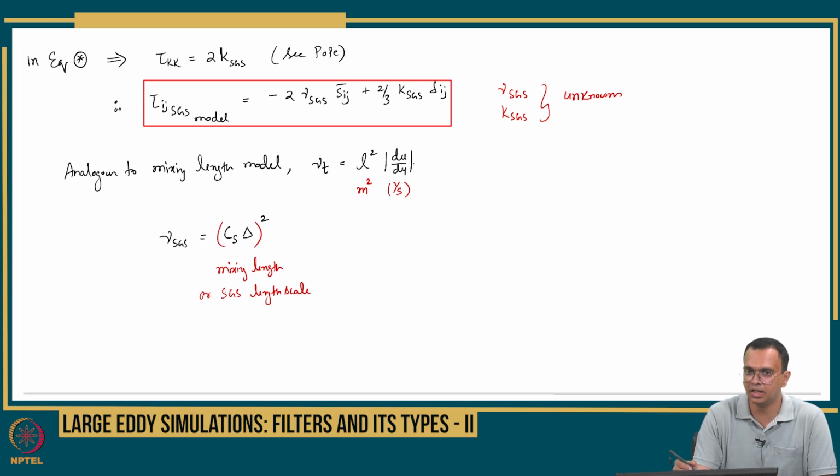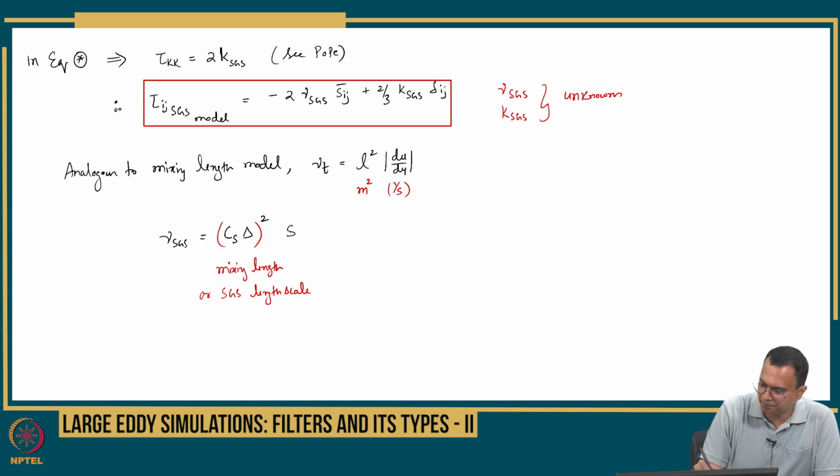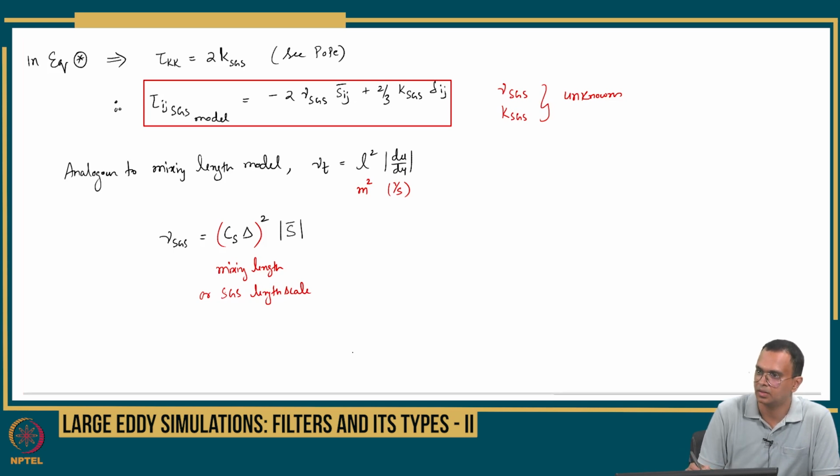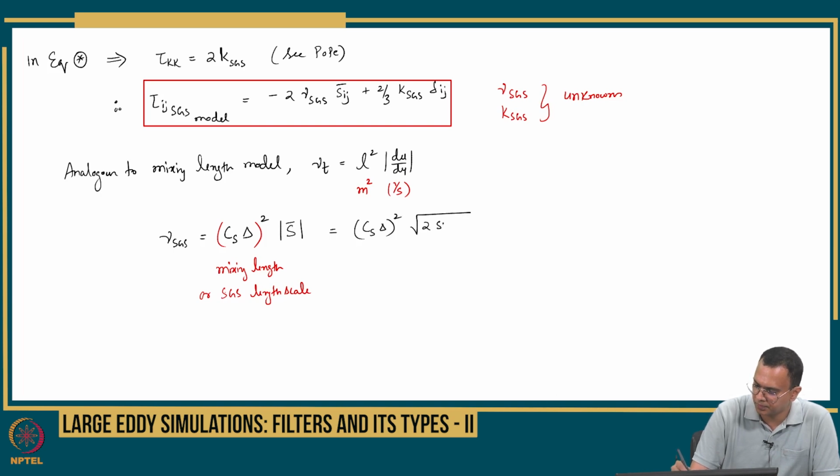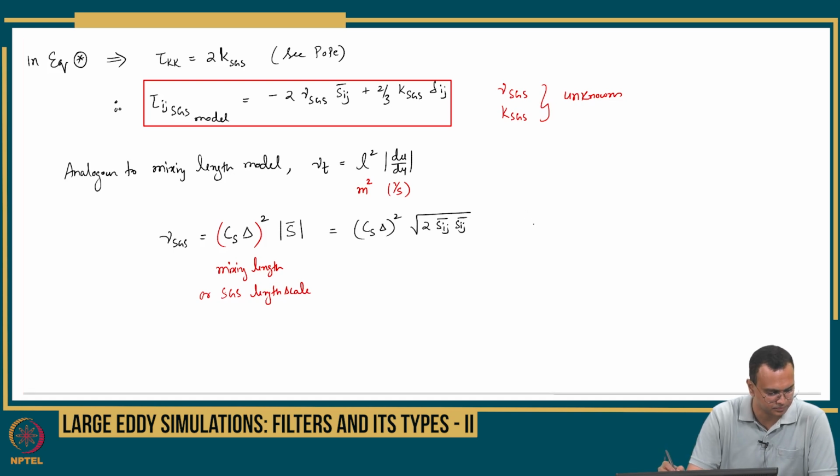And the strain rate I can use, that is the resolved component I have access to. So I take help from the resolved strain rate. So that is equal to Cs delta square times square root of 2 Sij filter Sij filter. So this gives me meter square per second, dimensionally sound, right?